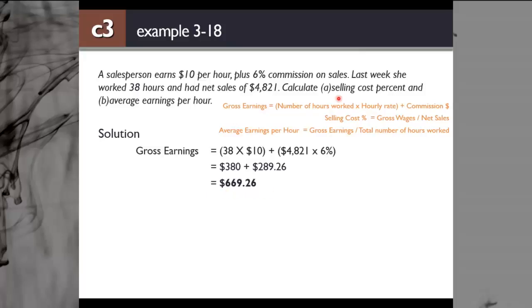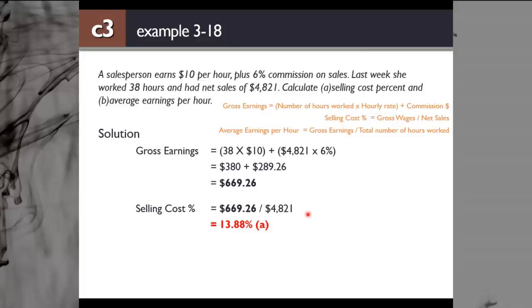So we didn't get to that A and B yet, but let's go ahead and do that. Now you can calculate the selling cost because you know this gross earning. Your selling cost percent in this case, because you also have to include this commission since you're paid with the commission as well, is your gross earning divided by your net sales. So you got 13.88% as your selling cost percent.